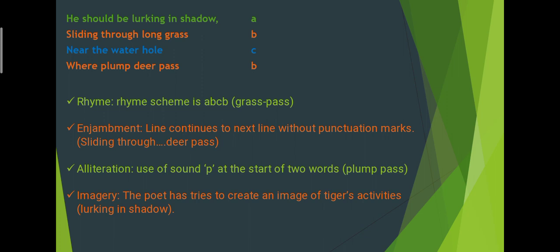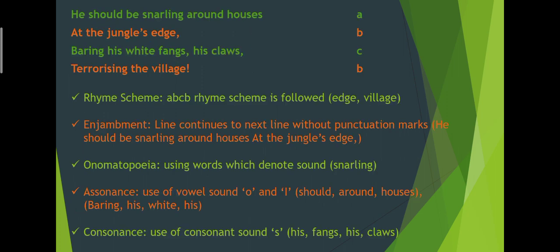And moving on to the third one. In the third stanza, again, rhyme scheme we learned. Here the rhyme scheme is ABCB. And another technique we just learned is enjambment. If you look at the poem, the first line and second line are continued. There is no kind of punctuation mark used to separate the first line and second line. So it is called enjambment.